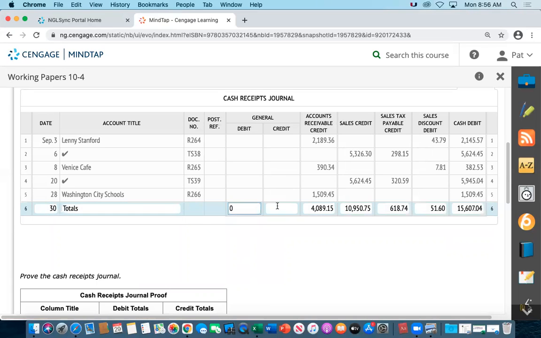Everyone wants me to put zeros here? All right, just in case I get it wrong. It doesn't have it on that sheet.